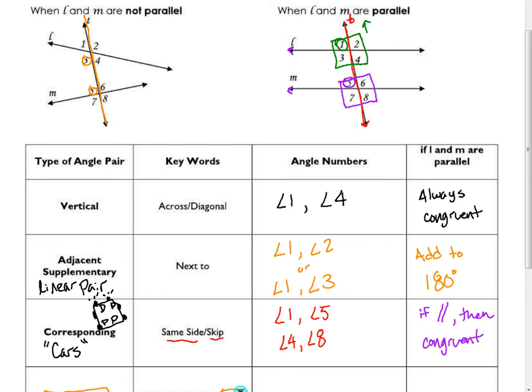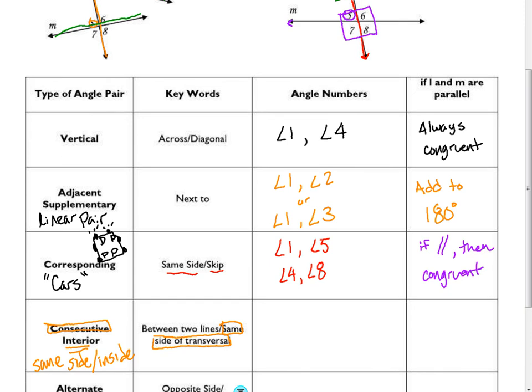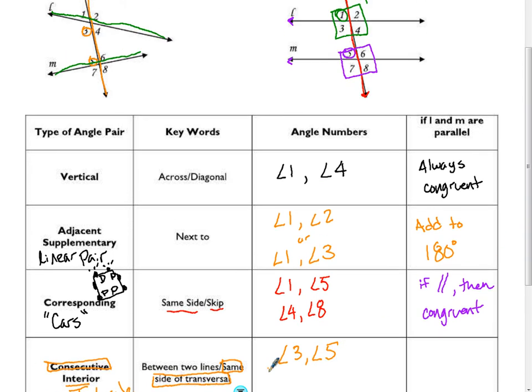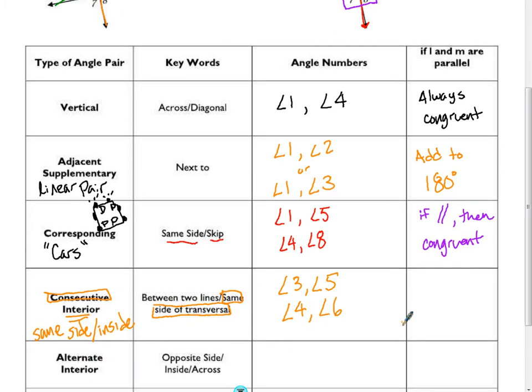So another relationship that you could have, obviously, if 5 and 3 are consecutive interior. The other pair that would also fall into that category are 4 and 6. Angle 4 and angle 6 are also consecutive interior. Now, if those lines are parallel, 3 and 5, 4 and 6 are going to be supplementary. So if the lines are parallel, then they are supplementary, meaning that they add up to 180 degrees, right? They're supplementary.